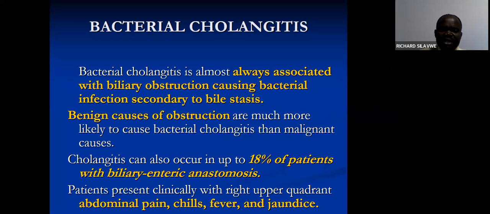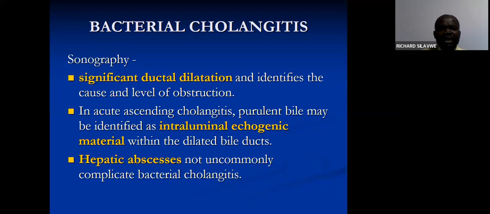So patients present clinically with right upper quadrant abdominal pain, chills, fever, and jaundice. Then sonographically, there is significant ductal dilatation, and it identifies the cause and level of obstruction. So sonography is able to help us make a diagnosis of bacterial cholangitis.